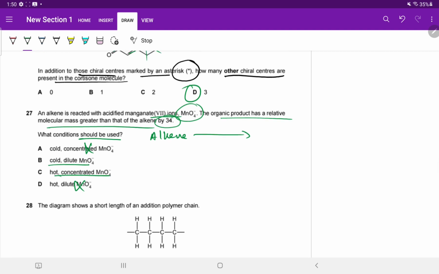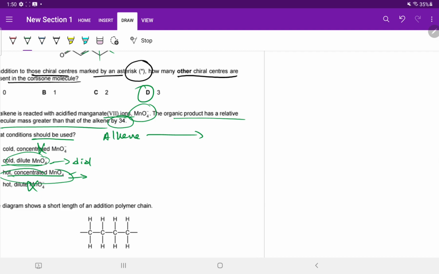They won't even oxidize the alkene properly. So option B and D. So we know when hot concentrated MnO4 is used, it forms different types of products based on the number of hydrogens the carbon is bonded with, and when cold dilute MnO4 is used, it will form a diol.